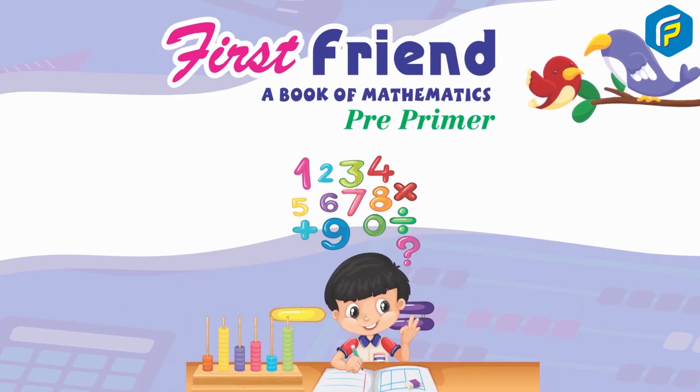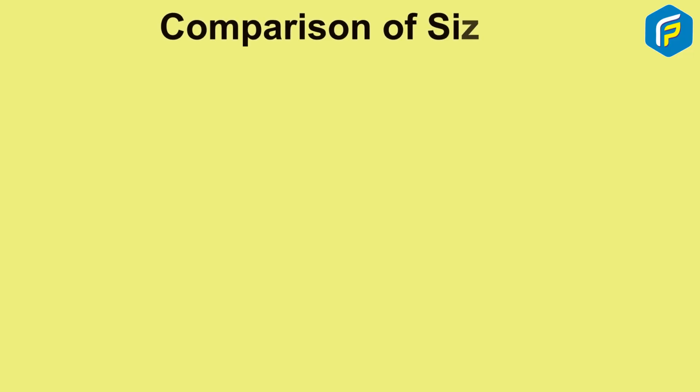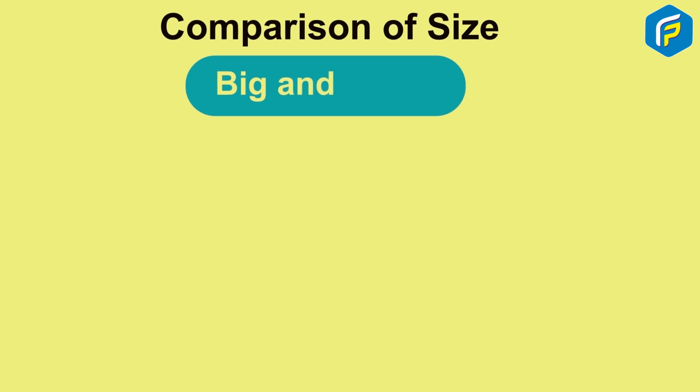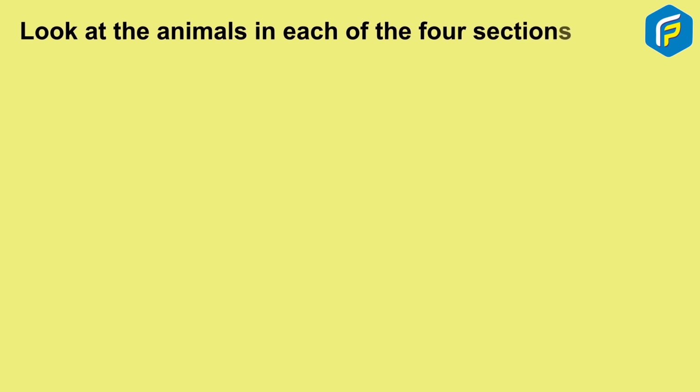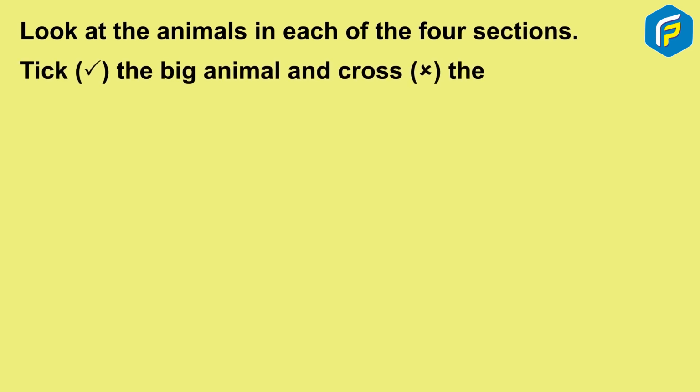First print, a book of mathematics, pre-primer. Comparison of size. Big and small. I am big. I am small. Look at the animals in each of the 4 sections. Tick the big animal and cross the small animal.